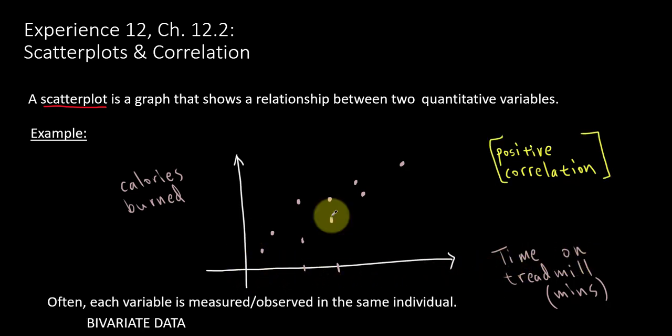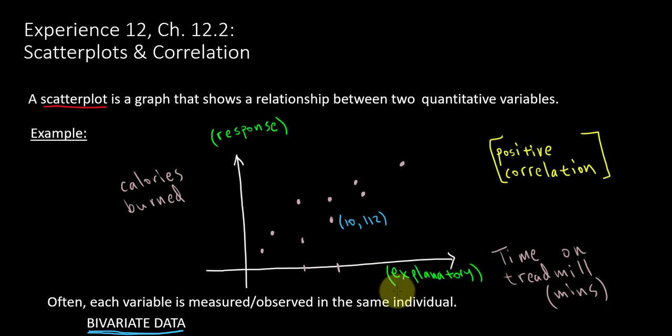We are measuring here two variables, and typically those are observed in the same individual, right? One individual gave you two bits of info, the number of minutes and the number of calories. You might put a coordinate here. Maybe this was 10 minutes and they burnt 112 calories. And this is what we would call bivariate data. And as a reminder, we typically graph the response variable on the vertical axis, and on the horizontal axis is where we typically graph or plot the explanatory variable.